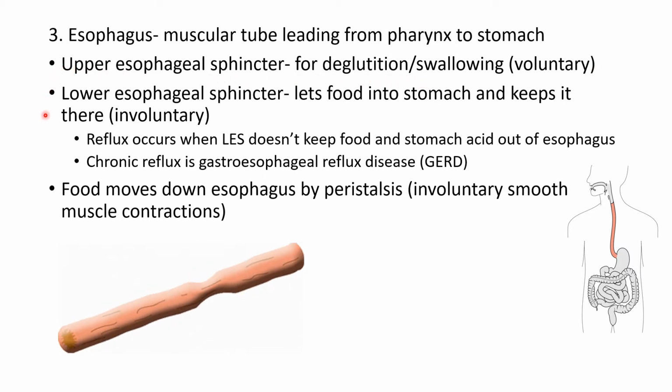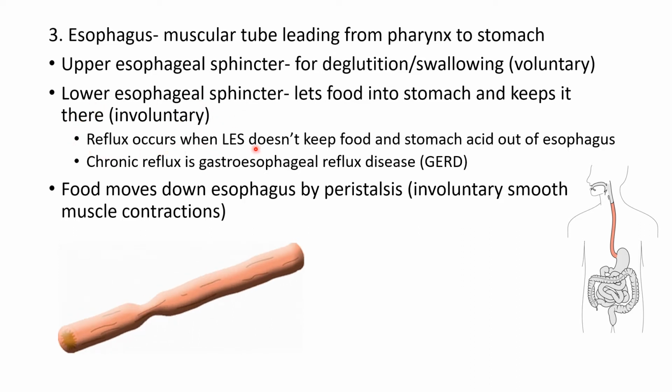Now, the lower esophageal sphincter is at the bottom of the esophagus down here. So upper esophageal sphincter up here, lower esophageal sphincter down here, where the esophagus is connecting to the stomach. And this is what allows the food to enter the stomach from the esophagus. And then once the food has passed through, that sphincter muscle is supposed to close so that the food and stomach acid don't reflux back up into the esophagus. This is an involuntary sphincter muscle. You do not have control over this sphincter muscle.